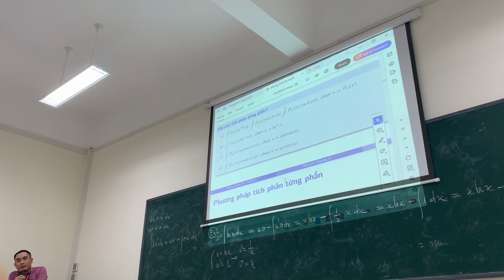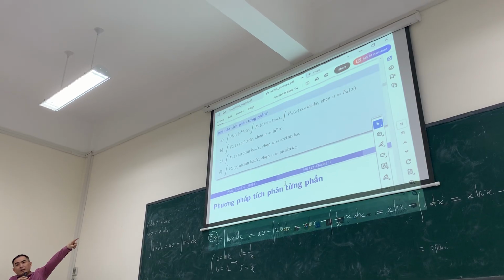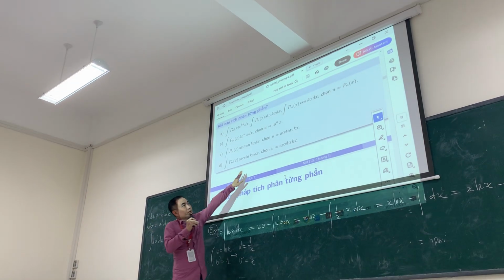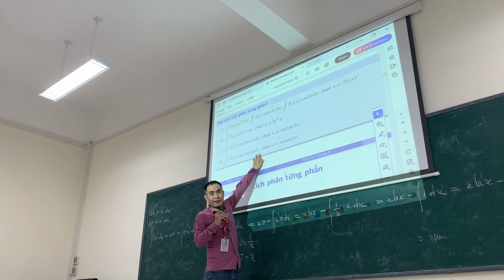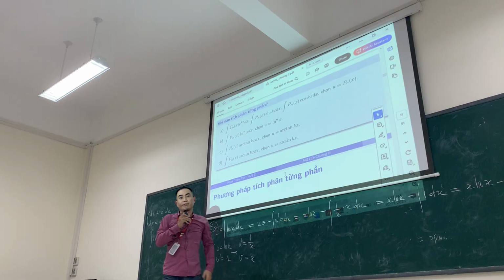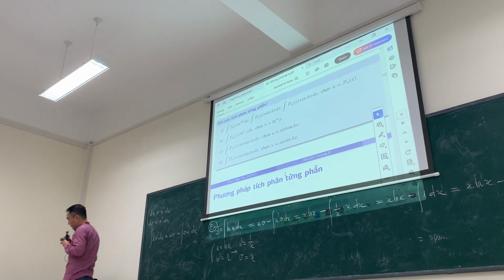Second, we can use integration by parts if the integral belongs to this form. You can choose u and v accordingly, as in this slide.